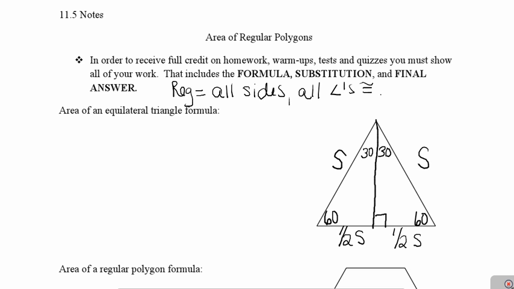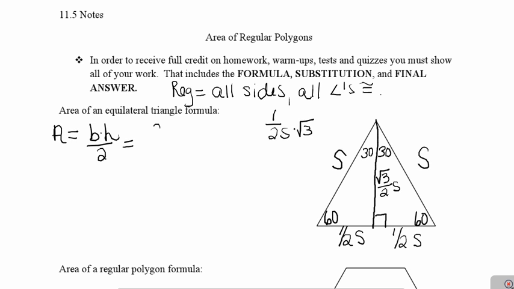Now, to find the height in terms of S, I know that in a 30, 60, 90 triangle, the side across from the 30 is equal to X. The side across from the 60 is equal to X square root 3. So if I take 1/2 S and I multiply that by the square root of 3, I can write that as the square root of 3 over 2 S. And that's the height. Now, using our triangle formula, we know the area of a triangle is equal to the base times the height divided by 2.